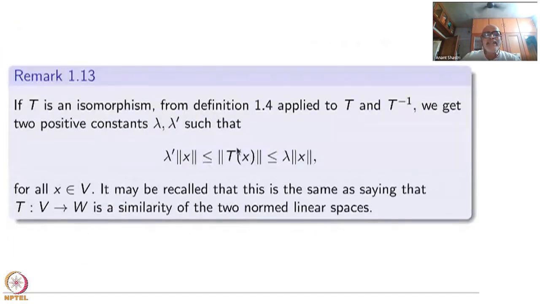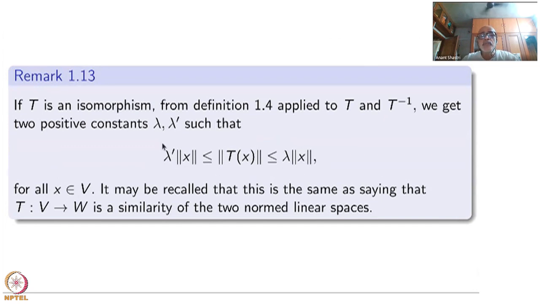Okay, if T is an isomorphism, from the definition that we have taken, applied to both T and T inverse, we get two constants. This right hand side constant says T is continuous, right? Norm of Tx is less than lambda times norm of x. Similarly, I must have the other way around also for T inverse, which will give you a lambda prime on this side. Lambda prime times norm of x is less than or equal to norm of Tx, which you can write as norm of T inverse of x is less than or equal to lambda prime times norm of x also. You can write it in a similar way. So on both sides you get constants here.